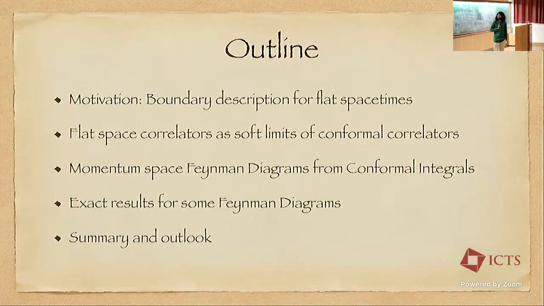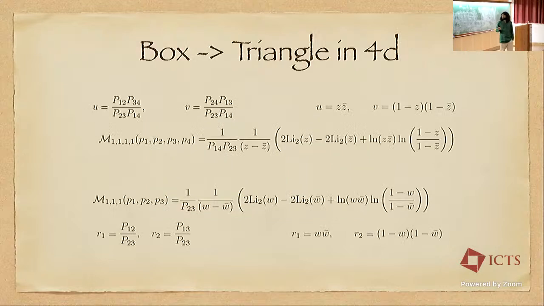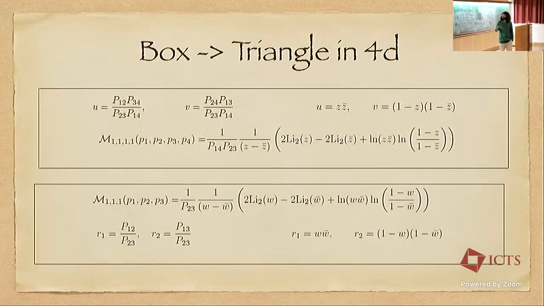Then let me tell you in the last couple of minutes that I have some exact results for Feynman diagrams that you can get via this method. The first example is how you get a general triangle diagram. Exactly in 4 dimensions, the box integral is given in terms of this dilogarithm. And to get the triangle diagram out of that in 4D, all you have to do is take these cross ratios and make them into simple ratios. The form of the answer remains the same. You just substitute the cross ratios with the simple ratios.